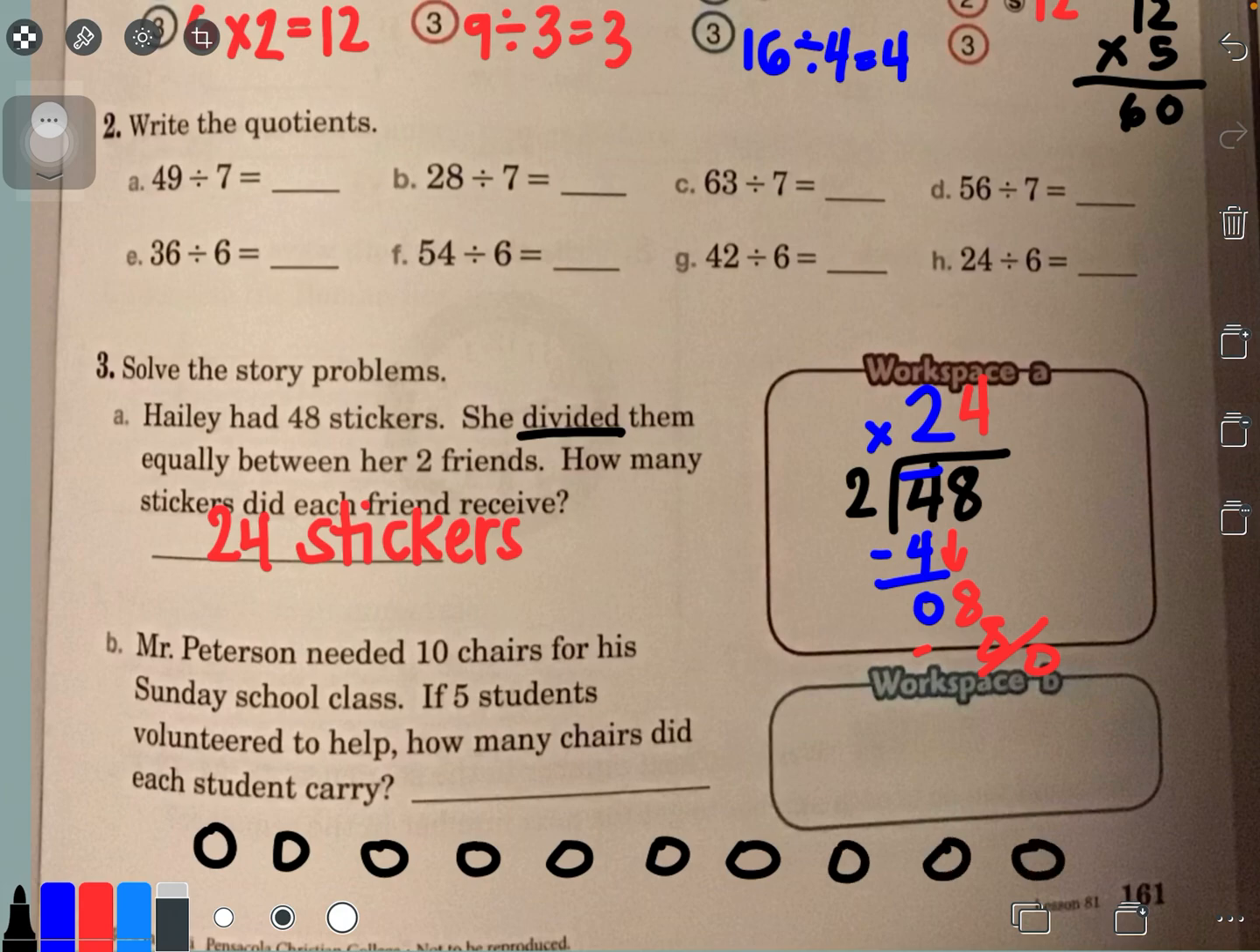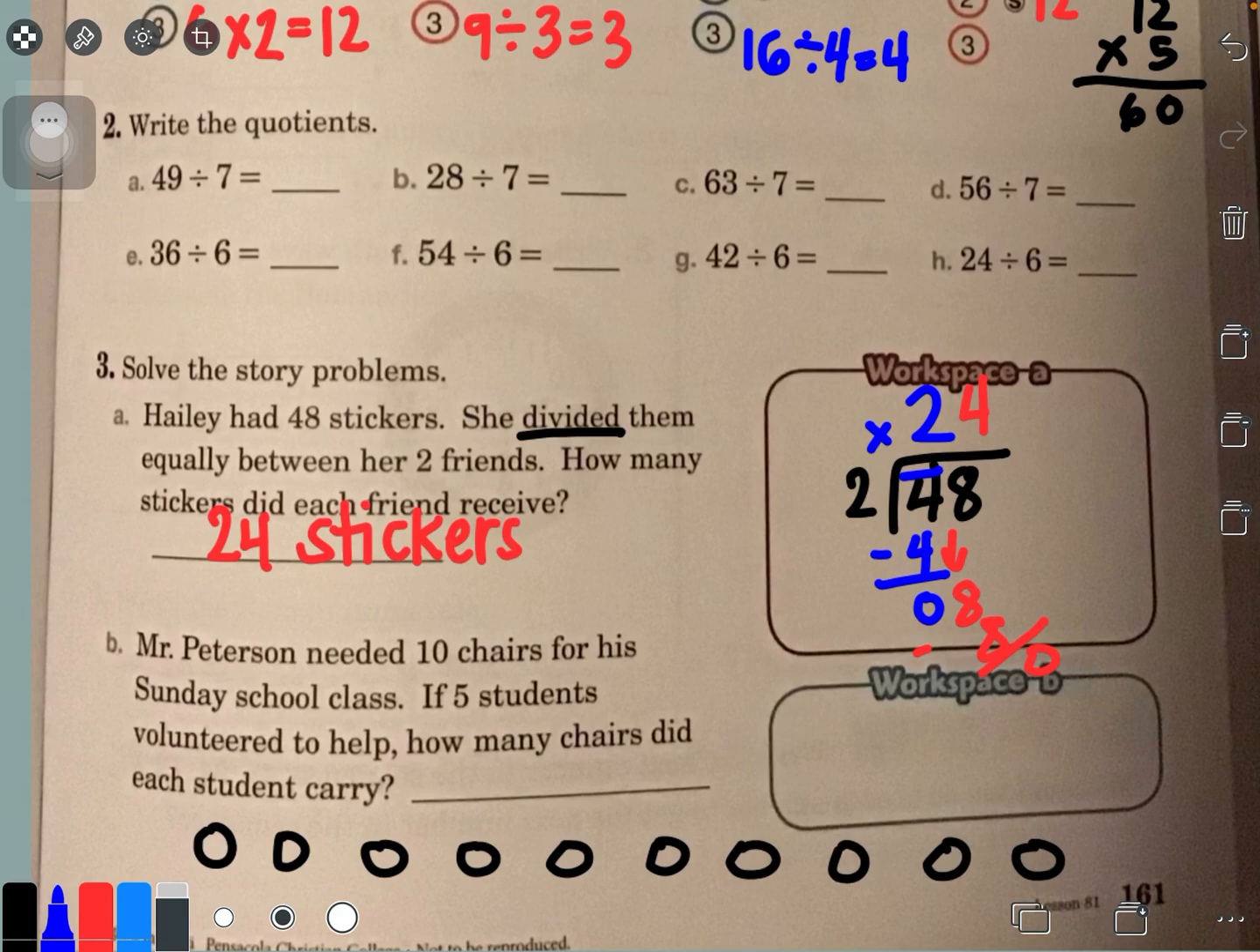Okay, so 5 students are going to help carry the chairs. So I have to determine how many chairs they're going to get. Let's say all my third graders are going to carry the chairs because there's only 5 of you. So Jeremiah, Leslie, Dylan, Haley, and Azion, they're going to carry the chairs for me, okay? So we have to make sure everyone has an equal amount of chairs.